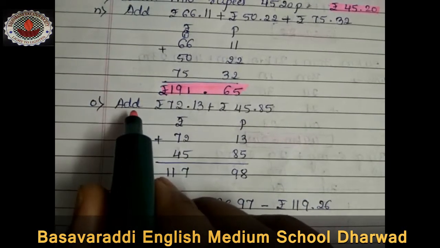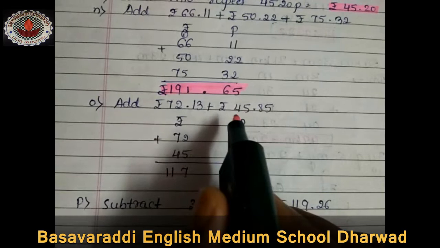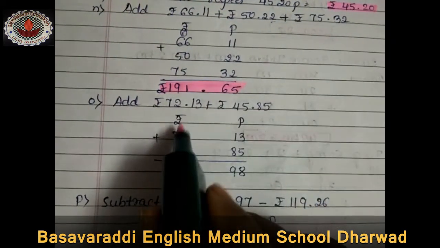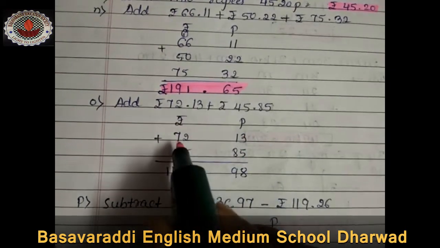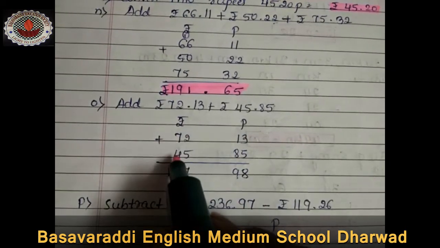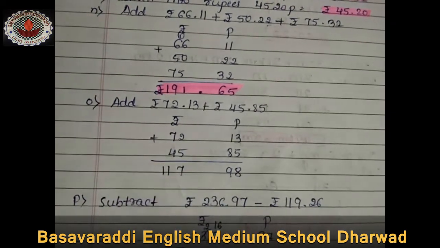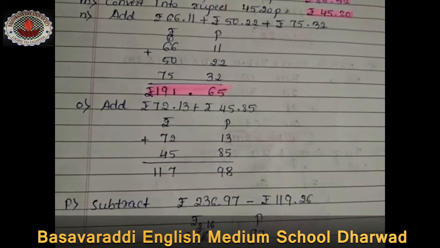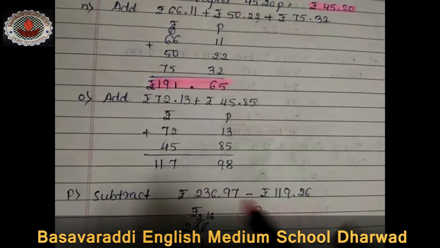Question is add rupees 72.13 paise plus rupees 45.85 paise. So one column for rupees and one column for paise. 72 rupees and 45 paise, these two numbers come under the rupees column, and 13.85, these two numbers come under the paise column.